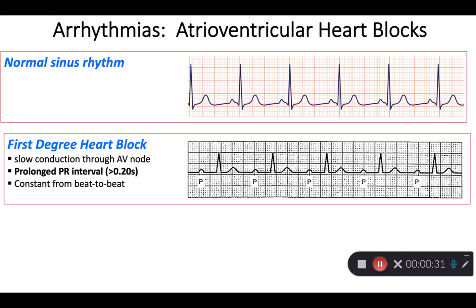blood circulation. So what we're going to use is this tracing up at the top as our normal sinus rhythm. So this is a normal EKG. You'll notice that we have a P wave, QRS. So you always know the QRS because that's going to be the larger wave, and then followed by a T wave.